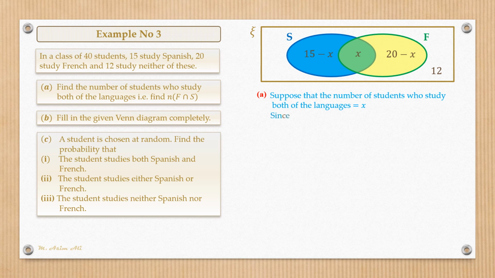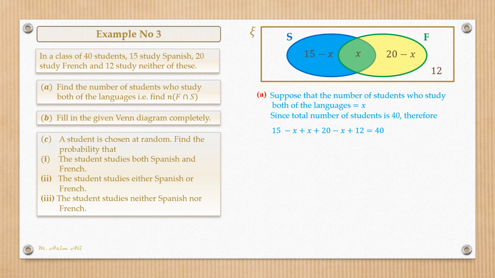Now, since the total number of students is 40 here, all these numbers should add up to 40. So this way we'll make a mathematical equation which we can solve to find the value of X. So we will add all the numbers. We will add 15 minus X plus X, then 20 minus X and 12, and put the sum equal to 40. So let's write the sum: 15 minus X plus 20 minus X plus 12 is equal to 40.